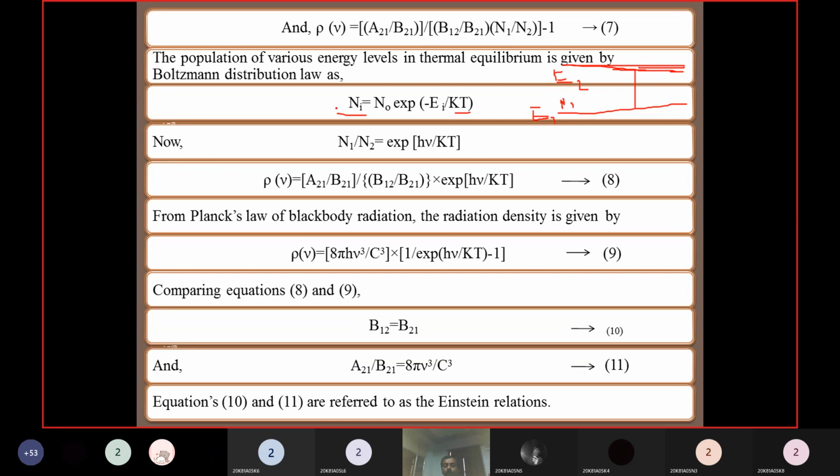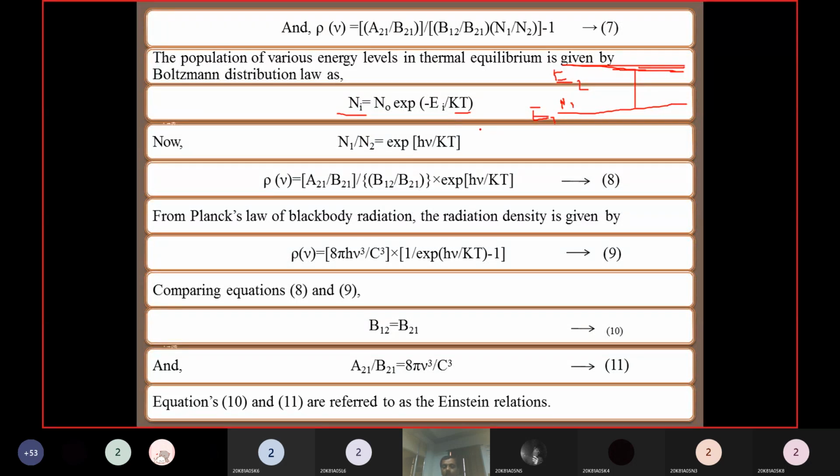Now I am just taking the ratio of N1 by N2. N naught gets cancelled because N naught is a common term for N1 as well as N2. So the remaining term is exponential of E2 minus E1 by kT. Just do it yourself.